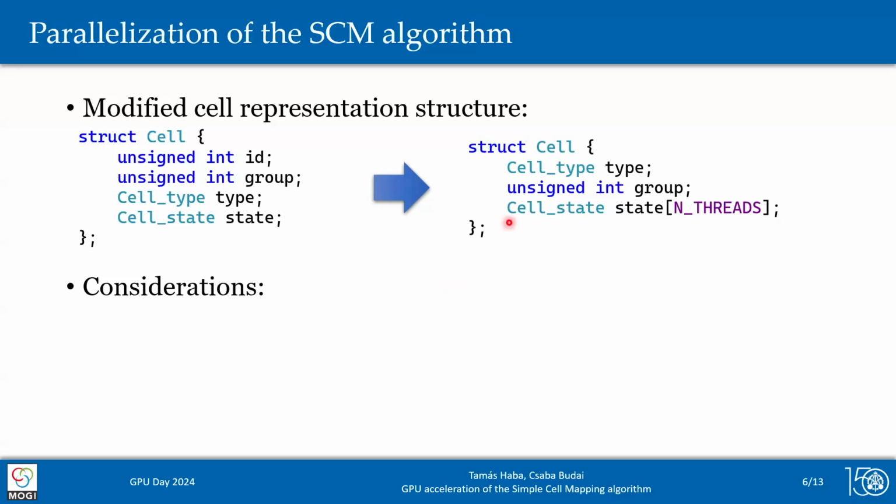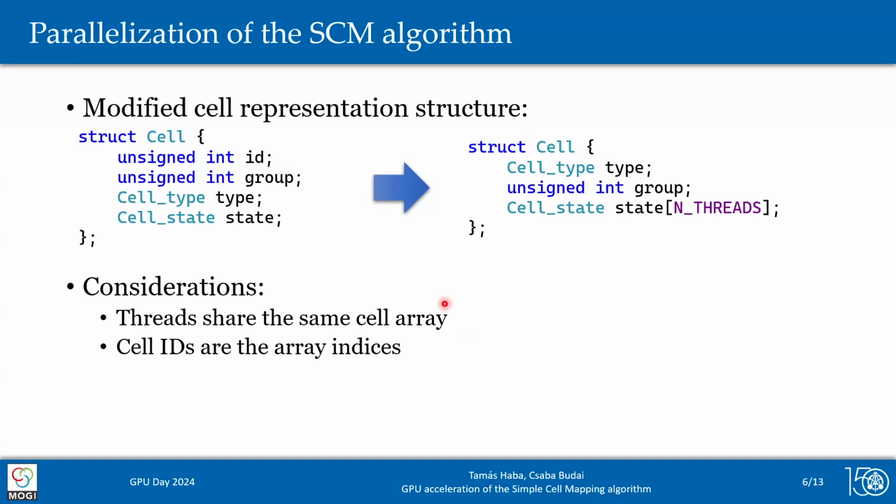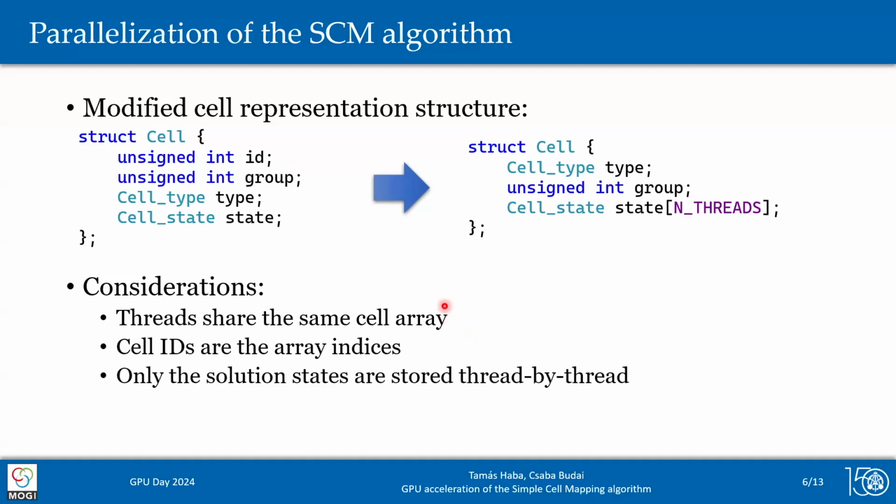These are the main changes in the cell representation. We got rid of the cell identifier, because all cells are basically stored in a big array, and the cell indices can also identify the cells, so there's no need to store them separately. And instead of the threads owning copies of the cell state spaces, they share the same array of cells. And only the solution states are stored thread by thread.